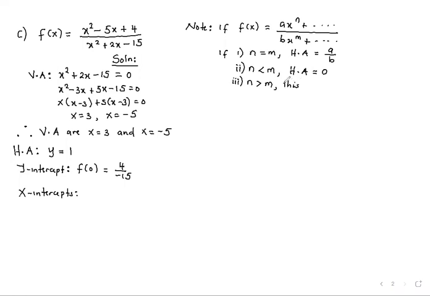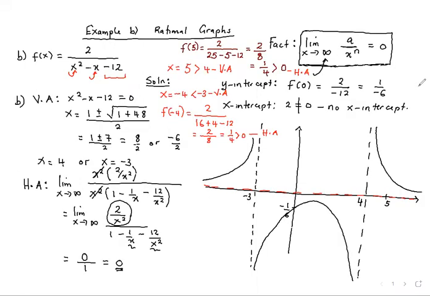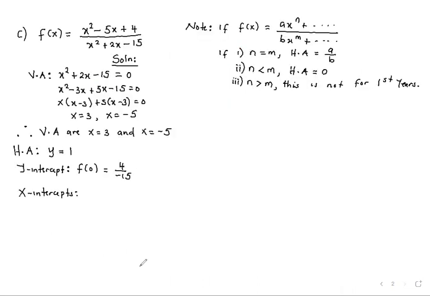this is not for first years. So all the 3 cases we talk about them. Case 1 is what we are having here. x squared, so the highest degree up is square, down square. So we have 1 over 1, the coefficients. If the degree of the numerator were less than that of the denominator, we would use case 2, and so it would be 0. That's what we are calling the observation method.